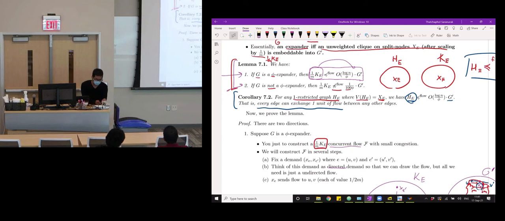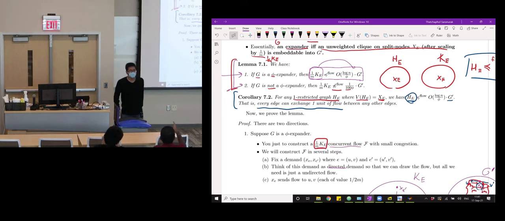Sorry, I still don't get the point of the question. You're trying to say that the expanders are the exact set of graphs in which this edge-to-edge flow can be routed. Yeah, so up to some log n factor in phi, we are proving that. In Lemma 7.1 part 2, if G is not a phi expander, then the demand graph 1 over m for each edge can't be embedded into 1 over 100 phi. Can it be embedded by 100 over phi? It shouldn't. You should lose a log factor. Yeah, we just proved that we need 1 over phi congestion, right?